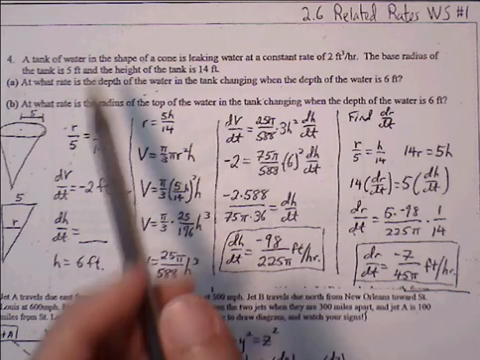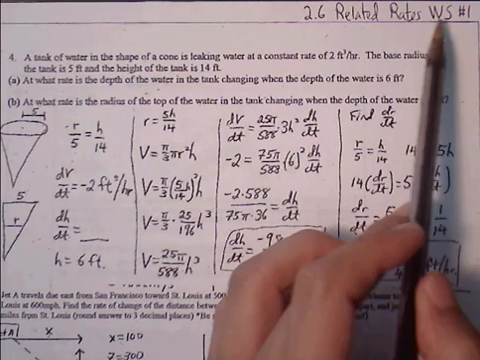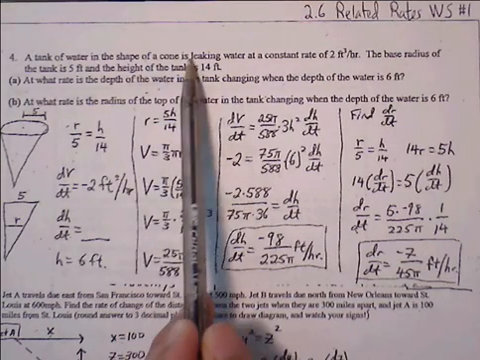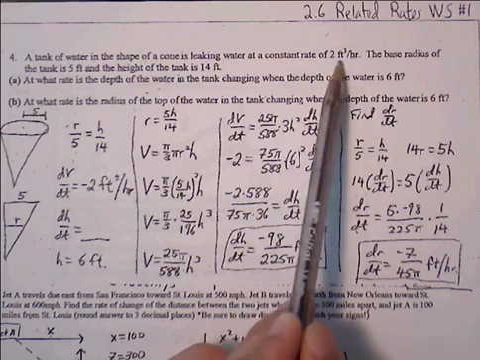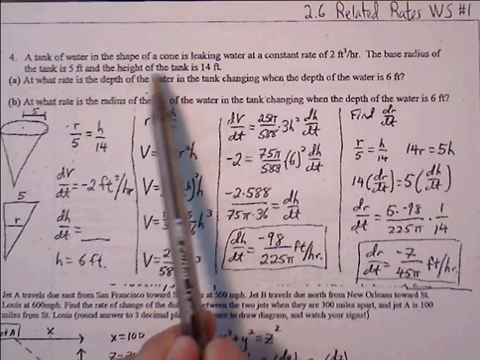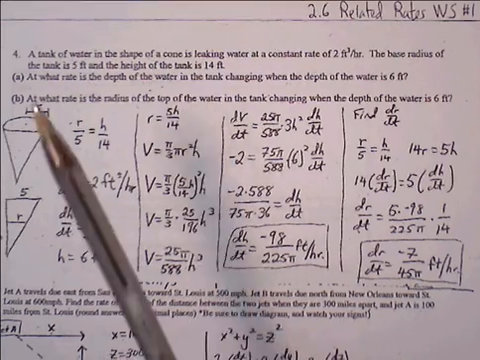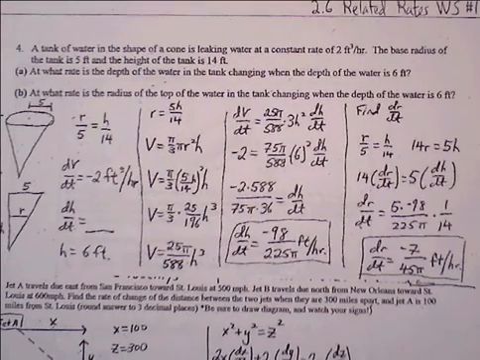We're working through 2.6 Related Rates Worksheet 1 on the back page here, number 4. A tank of water in the shape of a cone is leaking water at a constant rate of 2 cubic feet per hour. The base radius of the tank is 5 feet and the height of the tank is 14 feet. So we're given dimensions of our cone here.